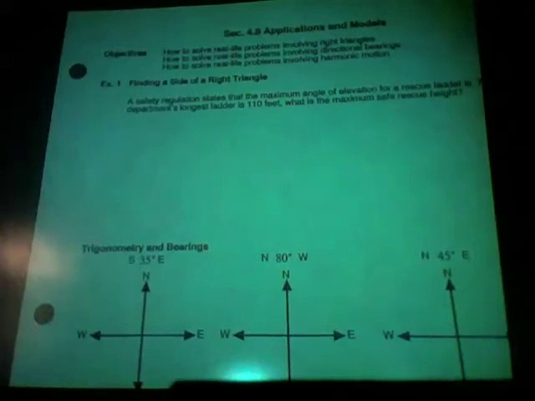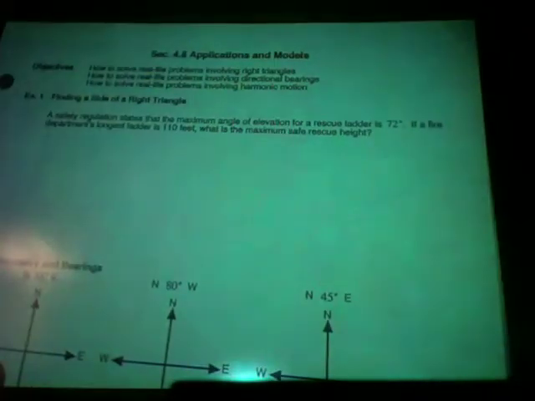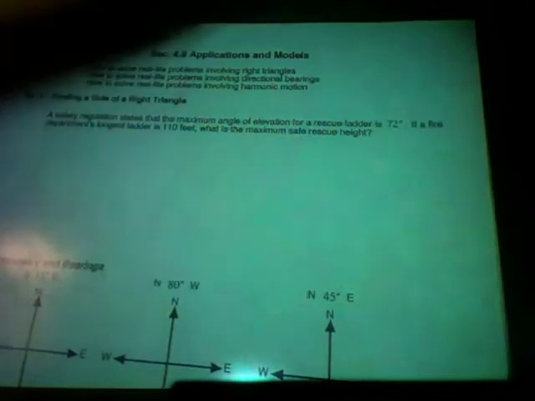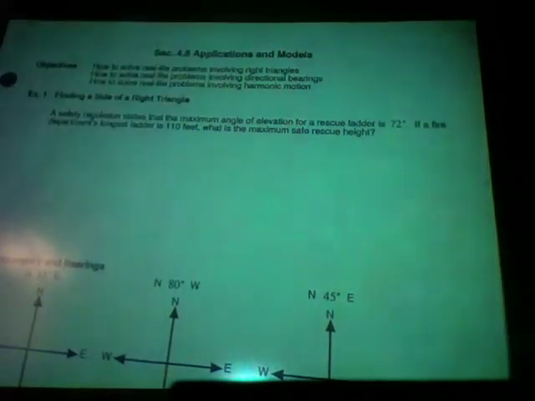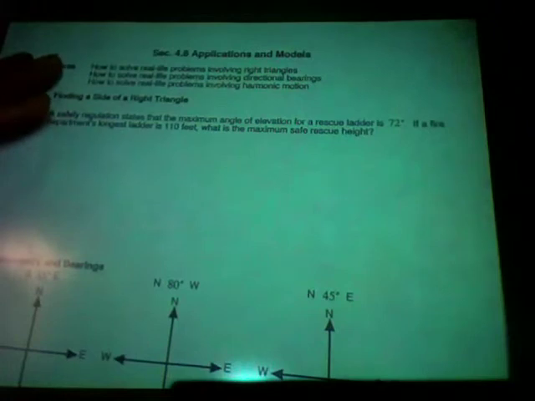All right, so 4-8 is the last section before your test on 4.5 to 4.8. I said that I have a giant project and I don't care.